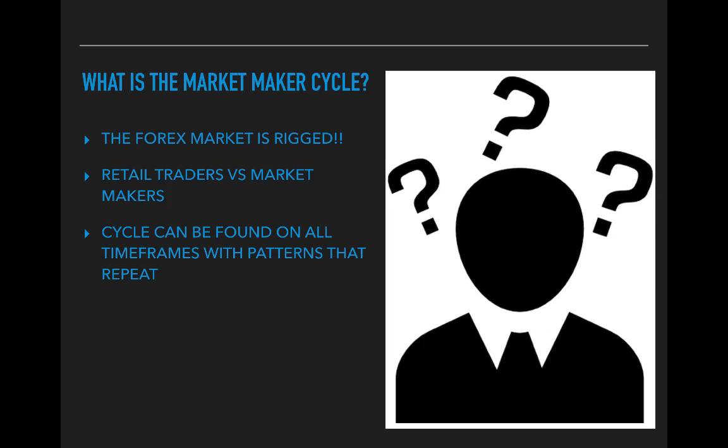This market maker cycle is basically a cycle that can be found on all time frames, with a specific pattern that repeats, that you can exploit. If you were able to trade in line with the market makers, with the big banks, you would be a lot better off, because then you wouldn't find yourself going head on against these big players that actually control and move the markets.